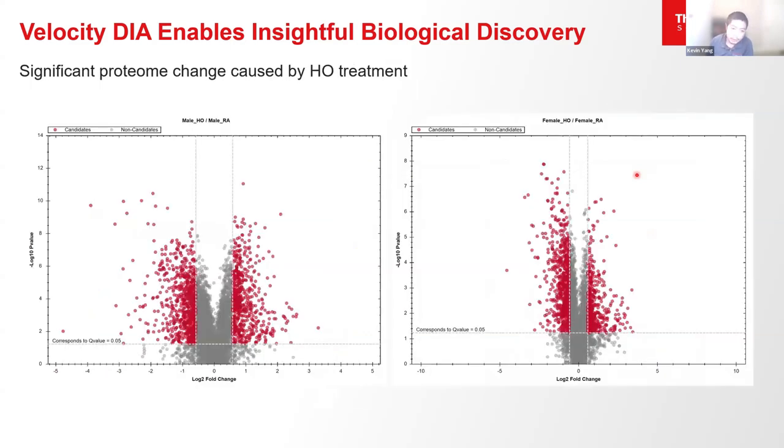Here's a volcano plot showing that many of the proteins are up or down regulated upon hyperoxia treatment, either in male on your left-hand side or female on your right-hand side. I'm not a biologist, right? So I don't really know what those proteins are, but I found that many of them are mitochondria-related proteins. And according to our collaborator, this is what they're expecting. So this shows that the Orbitrap instrument captures the biology using a high-throughput LFQ workflow.